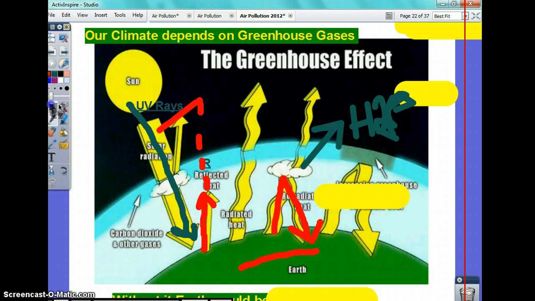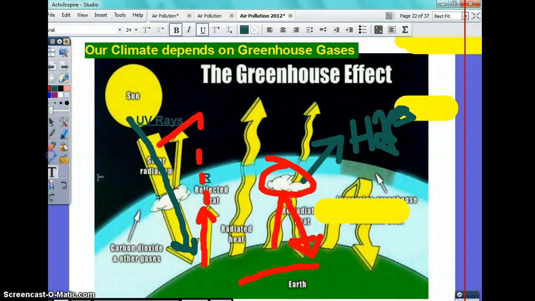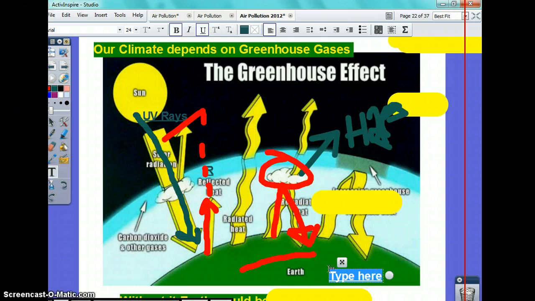So UV rays come down, that's the green arrow. They're reflected from Earth as infrared heat rays. They're supposed to go back out into space because they already warmed Earth somewhat. But the greenhouse gases, in this case right here, water, make the rays bounce back to Earth, causing warming. And that is the process known as the greenhouse effect.